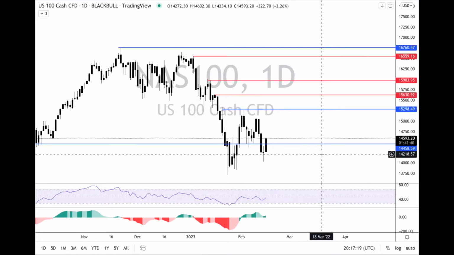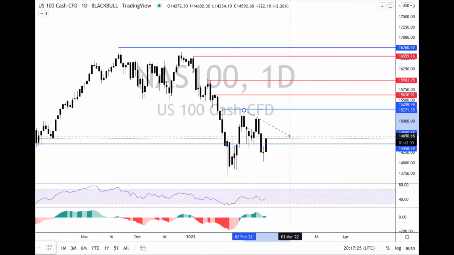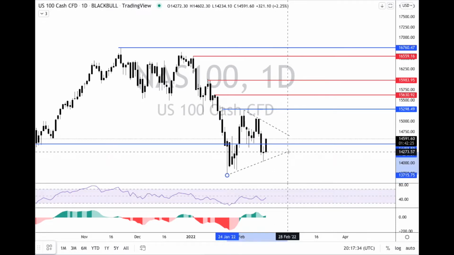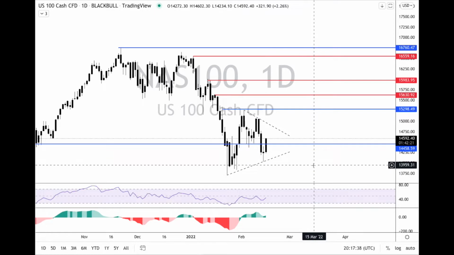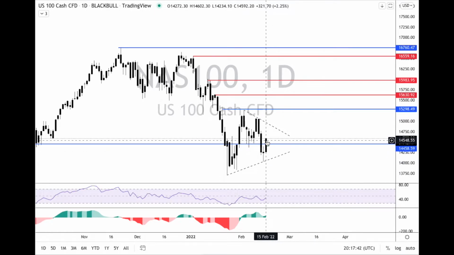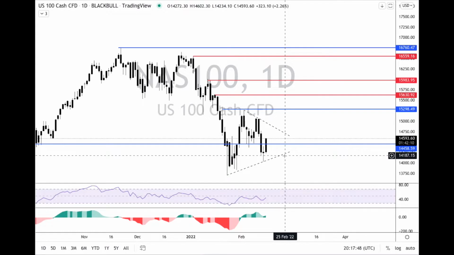Alright, so at the moment, this is the current shape that I'm seeing with the NAS on the daily. It looks like we have a squeeze that is happening. I kind of want to see what's going to happen once this particular price reaches this level, if it's going to continue upwards or if it's going to start coming down.